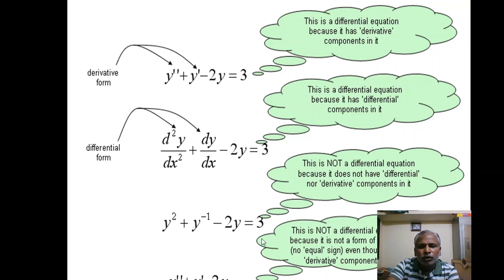Now the fourth one. Here y is the dependent variable, y dash is the first derivative of y, and y double dash is the second derivative of y.